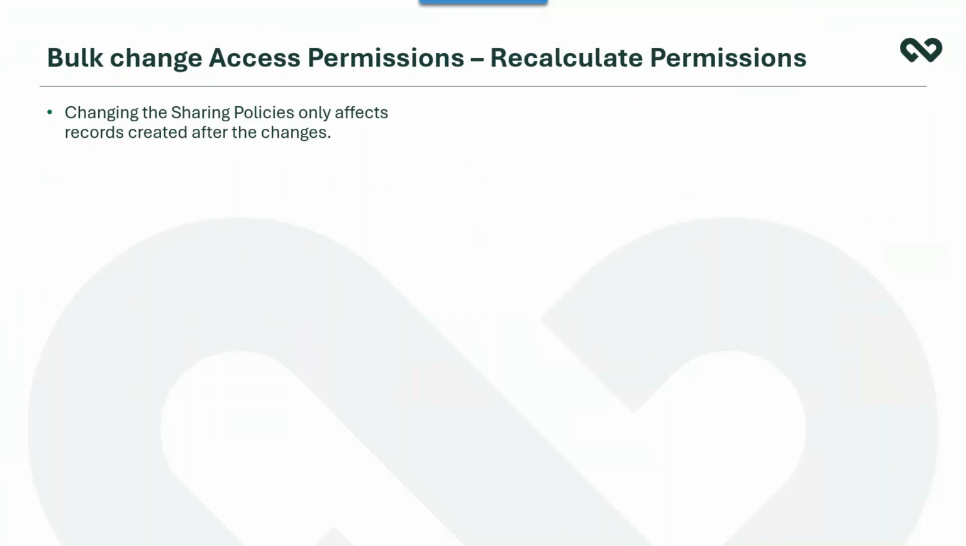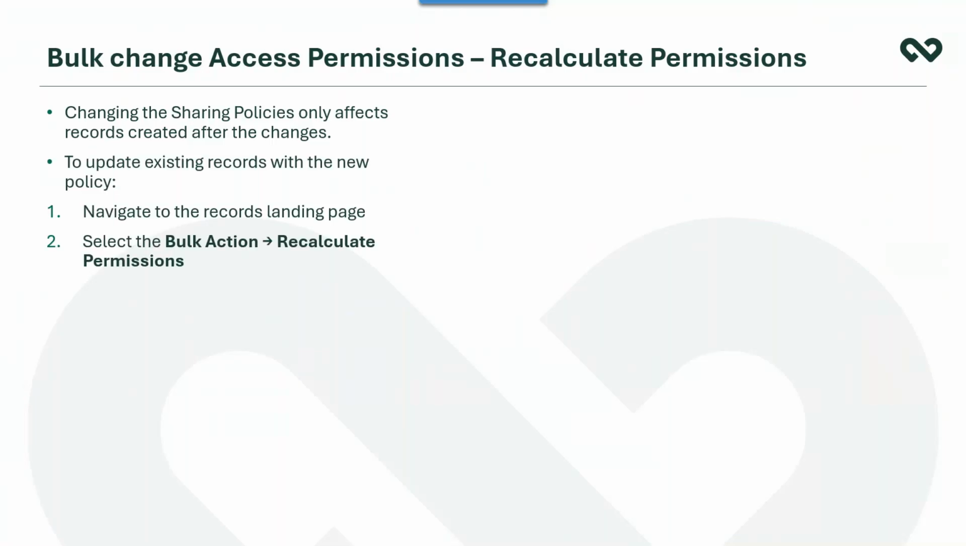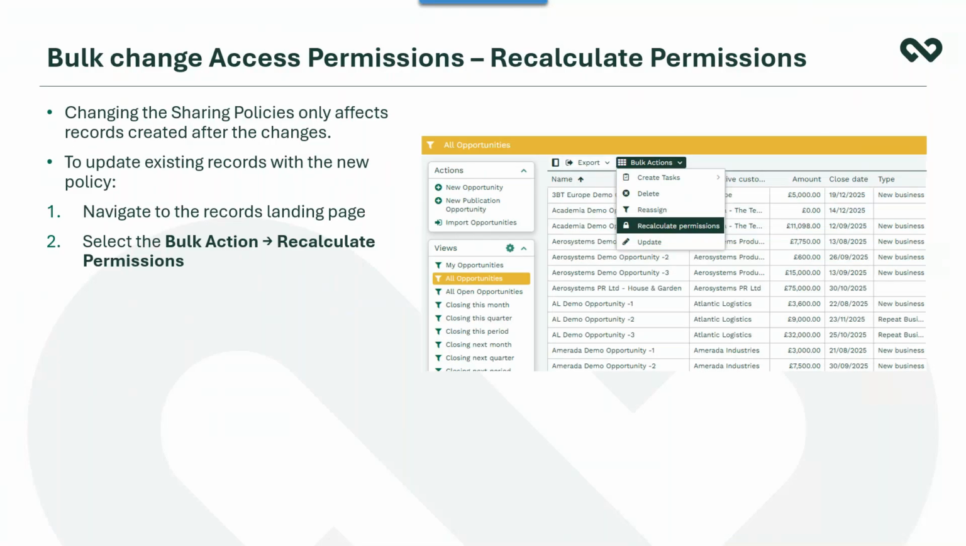So how do we bring old records in line with the new rules? The process here is simple. Head to the record landing page, select bulk action, and then choose recalculate permissions. When you do this, Workbooks updates all existing opportunities so they follow the new policy.